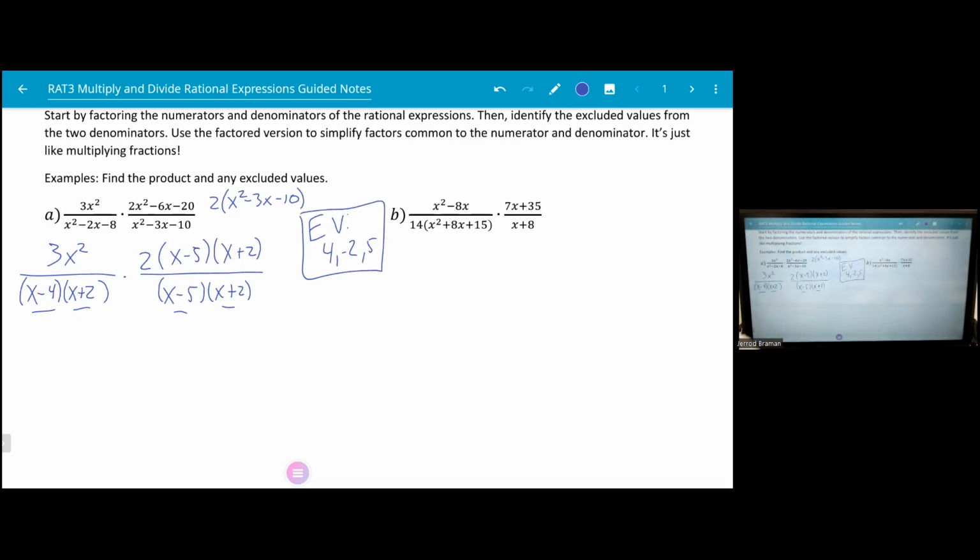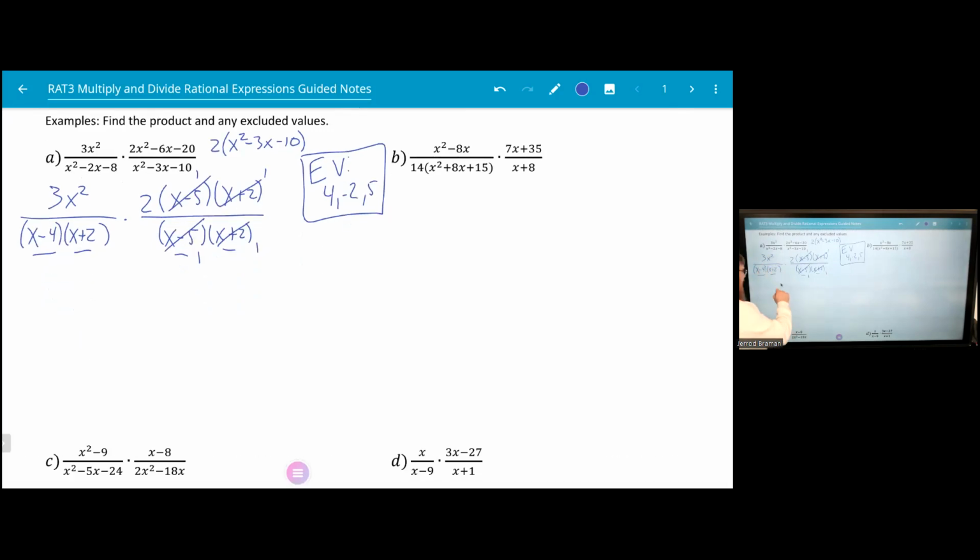All right. Now comes the fun part. Let's look for factors we can simplify from the numerator and denominator. Well, here I've got an x minus 5 and an x minus 5. That is just 1. I've got an x plus 2 divided by an x plus 2. That is also just 1. I look at everything else. There's nothing else I can simplify. So I'm just going to multiply straight across. 3x squared times 2 is 6x squared, divided by, what do I have left? x minus 4 times x plus 2.